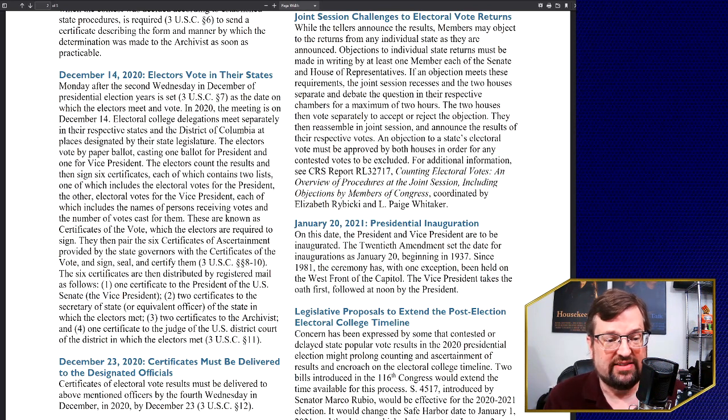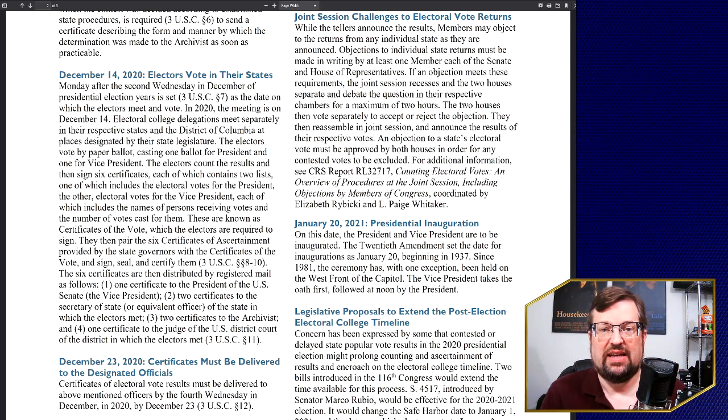They then pair the certificates of ascertainment provided by the state governors with the certificates of the vote and sign, seal, and certify, and they're distributed by registered mail: one to the president of the Senate, which is the vice president. Yes, the vice president is president of the Senate. Don't let that get confusing. Two certificates to the Secretary of State or equivalent officer of the state in which the electors met, two certificates to the archivist, and one to the judge of the U.S. District Court of the district in which the electors meet.